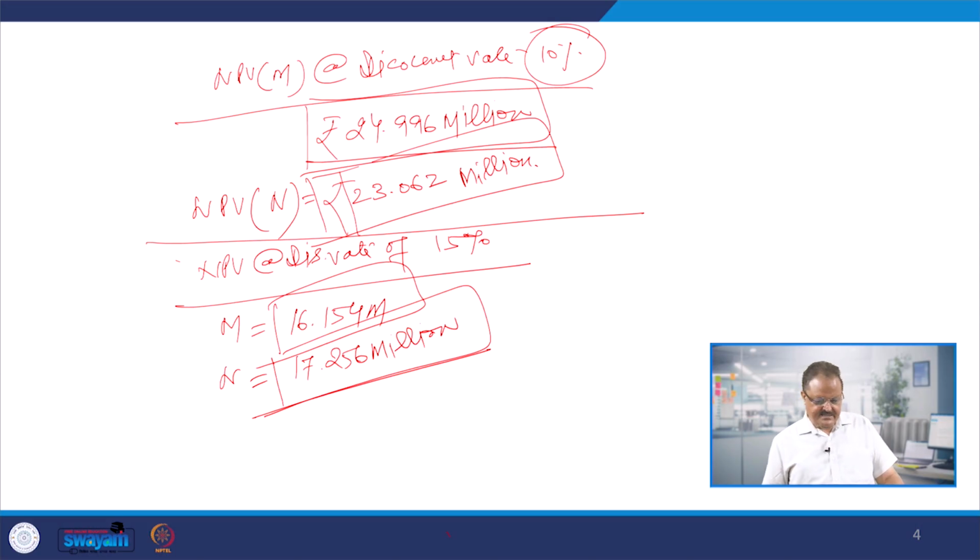So depending upon the discount rate and the availability of the capital and acceptability of the projects, we can take the final call and we can see whether the one will be taken or all will be taken.